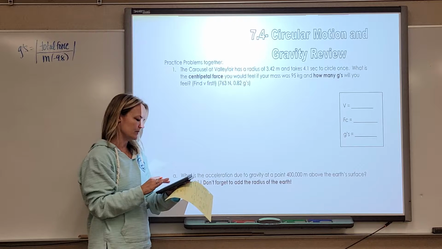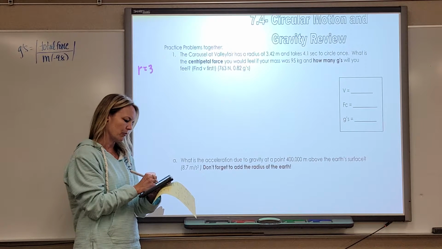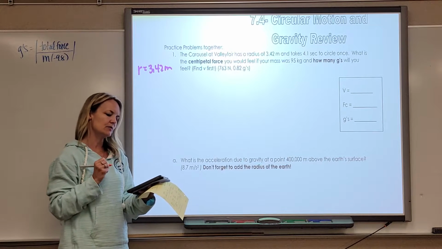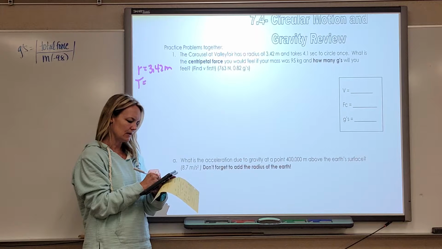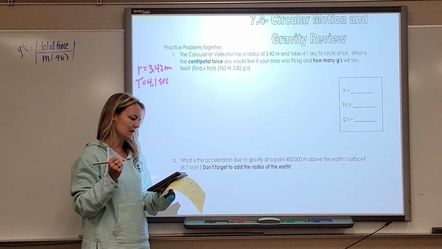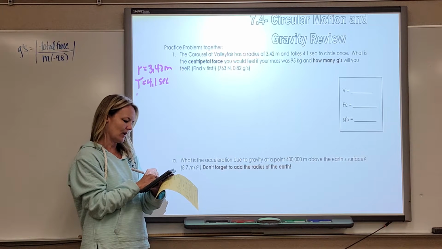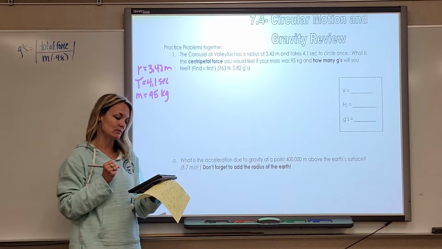Okay, practice problems. Number one, the Carousel Valley Fair has a radius, that's R, of 3.42 meters. It takes 4.1 seconds to circle once. That would be your period. The capital T is 4.1 seconds. What is the centripetal force if your mass is 95 kilograms? That's your M. And how many G's will you feel?